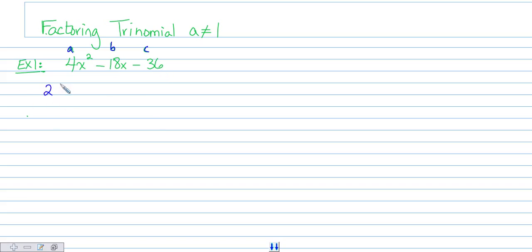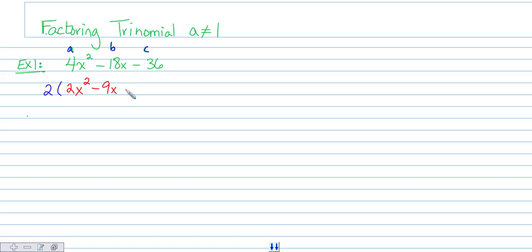So I'm going to pull out a 2. Okay, and 4 divided by 2 is 2. They didn't all have an x, that's why I didn't pull out an x. We didn't pull out any x's, so the x's will all stay the same where they are. Negative 18 divided by 2 is negative 9. We didn't pull out an x, so it stays.